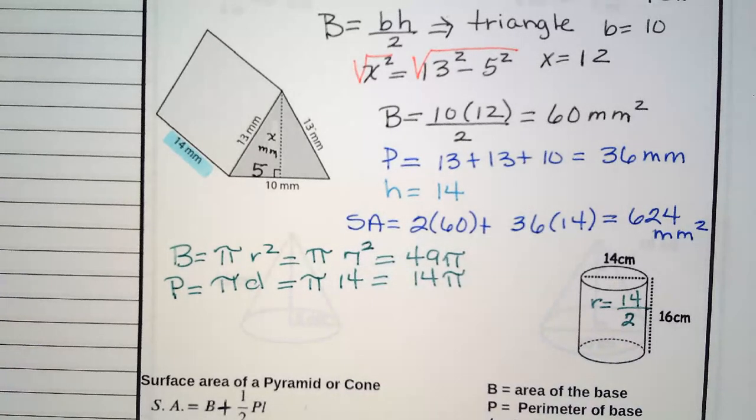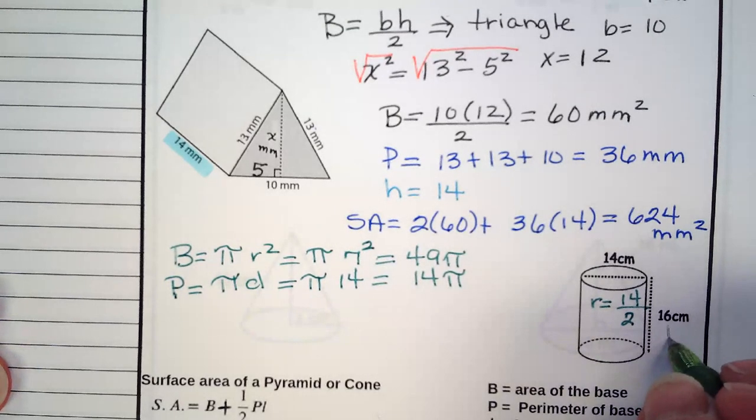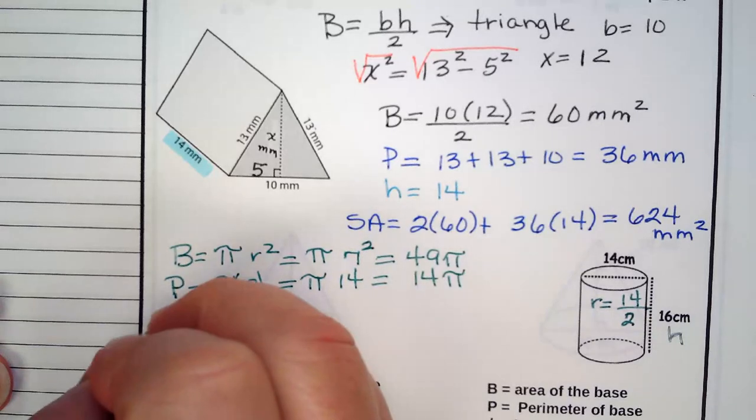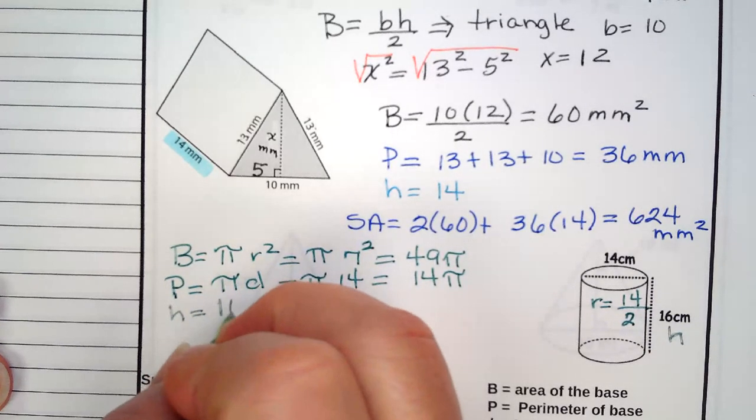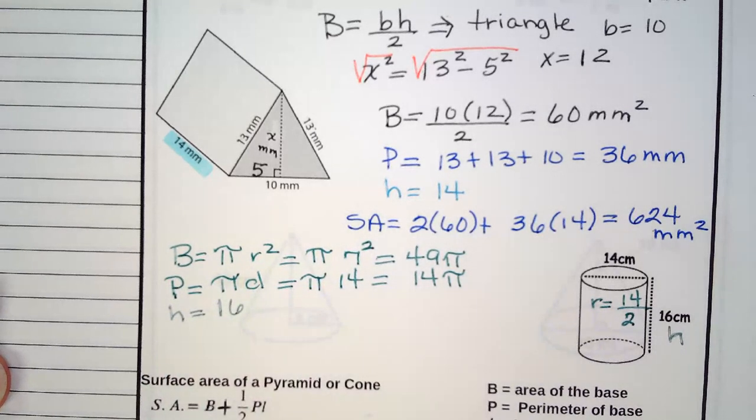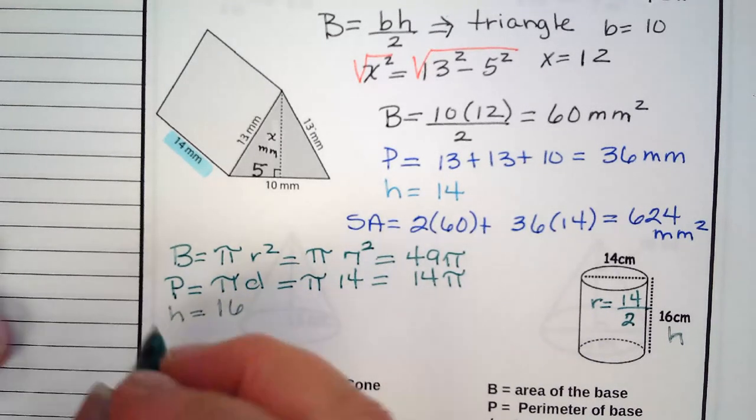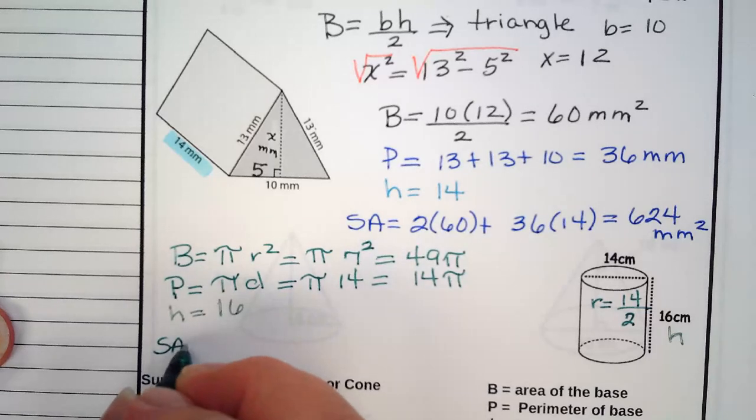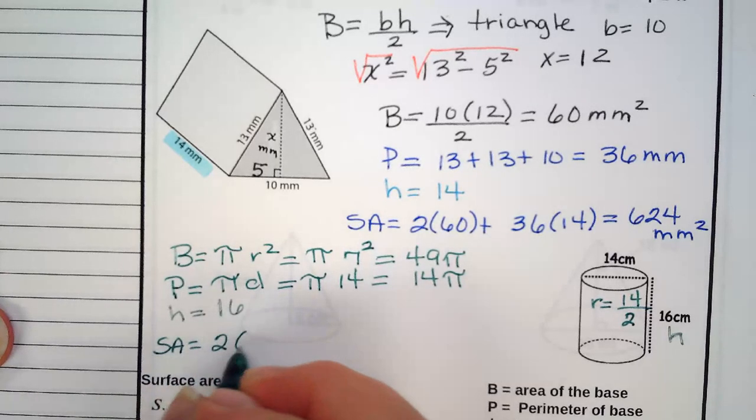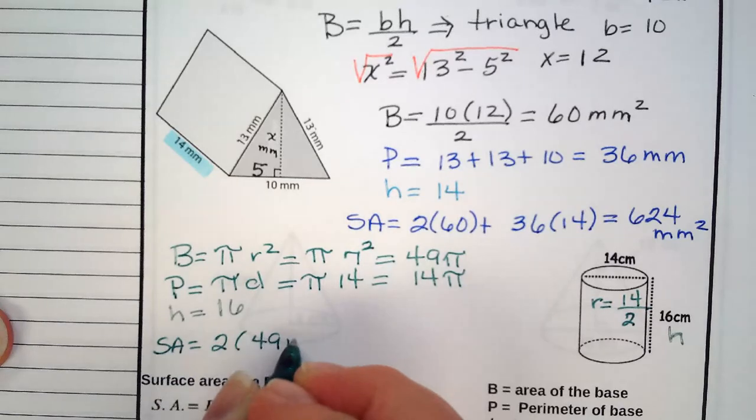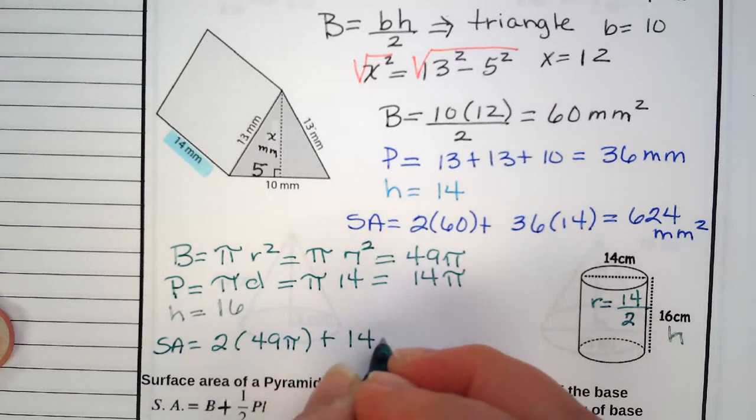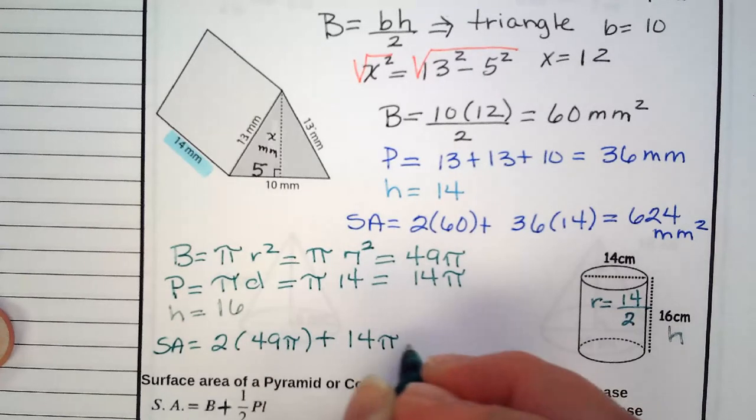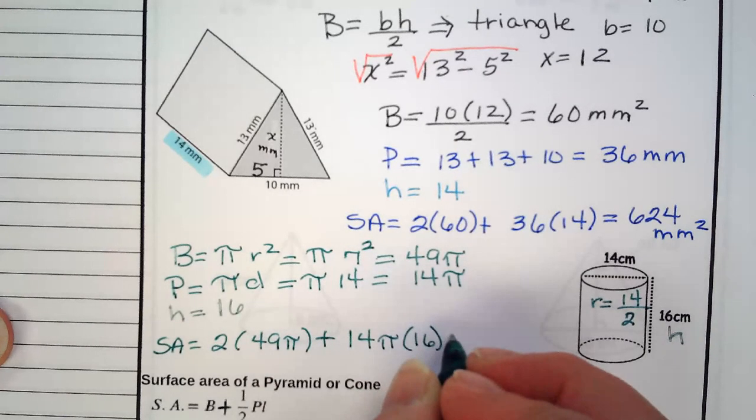The last thing we need is our height. The height of that cylinder, and that is 16. Let's put it all together. My surface area is 2 times 49 pi plus 14 pi times 16.